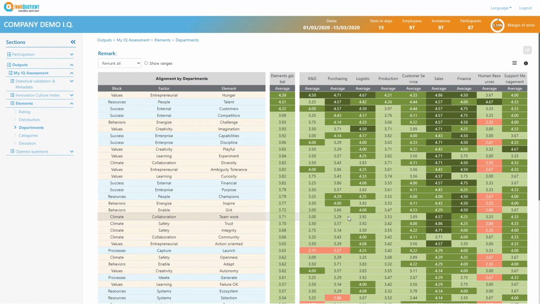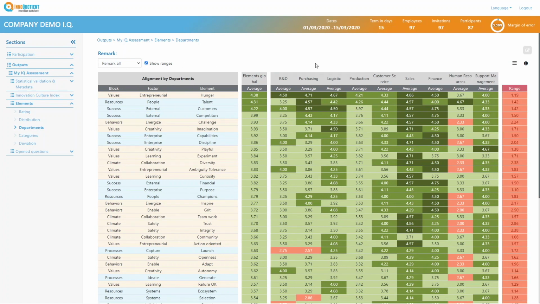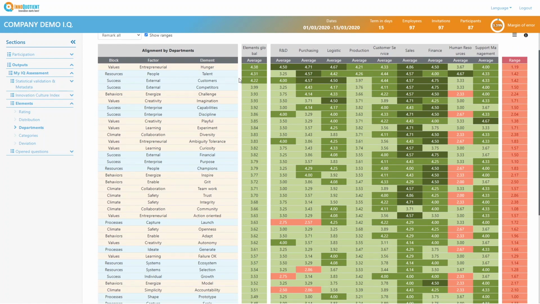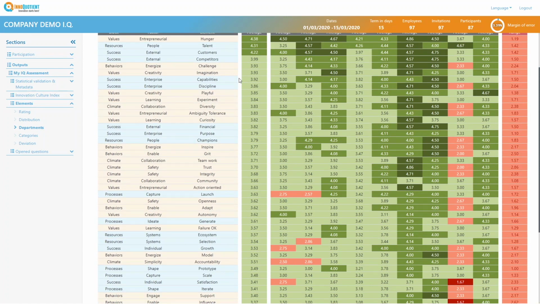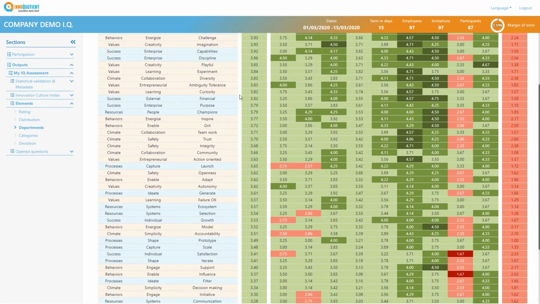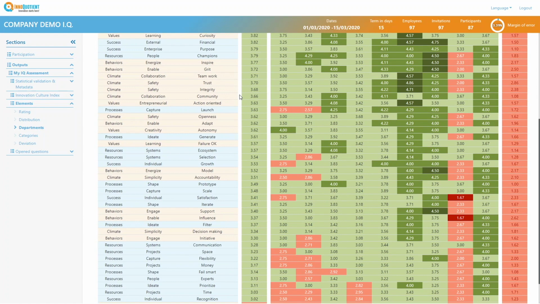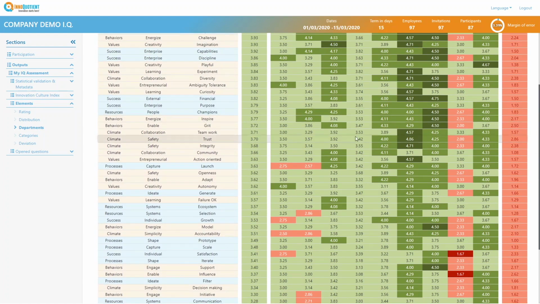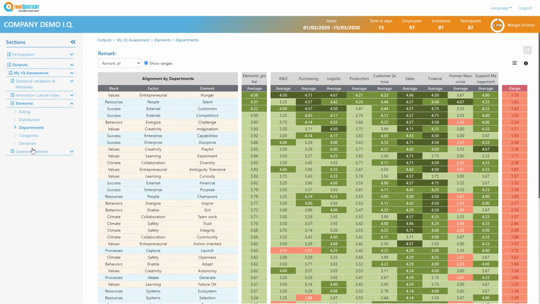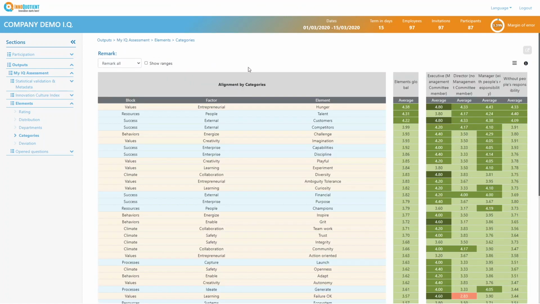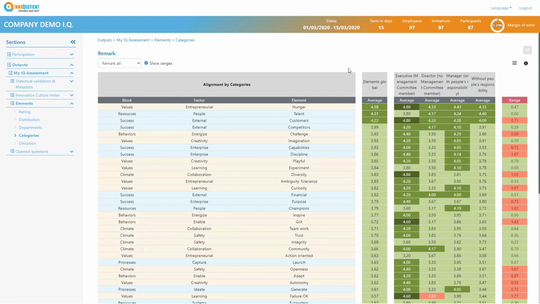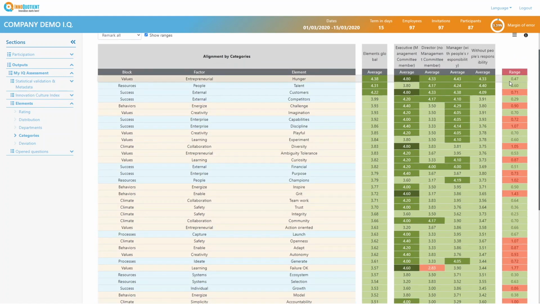If we activate the range marker, we will see for each department the difference between the department with the most positive valuation and the department with the lowest valuation. This is the difference between the values. We can see that in the element trust, we have a 2.86 difference between the departments with the lowest ratings versus the departments with the highest ratings. We can make this same analysis by categories. In this case, we can see that there is a greater agreement in the valuation by categories.